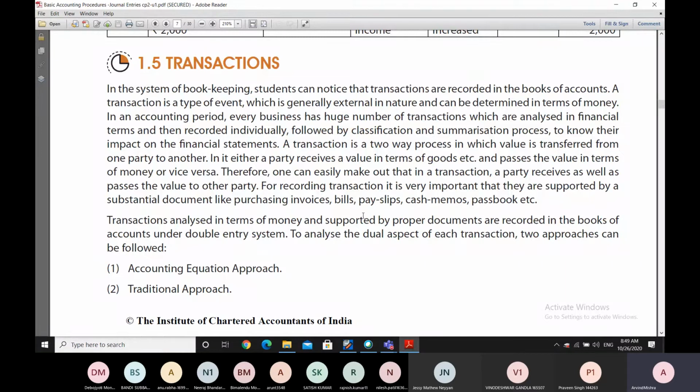It's called transactions. Now, a transaction is also a type of event. A transaction is a type of event which is external in nature and can be determined in terms of money, because all the events which can be written in terms of money can only be recorded in the books of accounts. So in any accounting period, every business will have a huge number of transactions, and they will all be determined in financial terms or money terms, and then they will be recorded individually after measurement and valuation. So a transaction, as we have seen, is a two-way process.